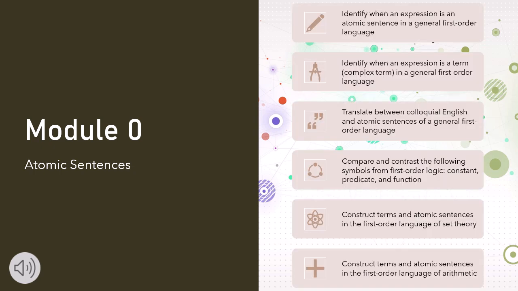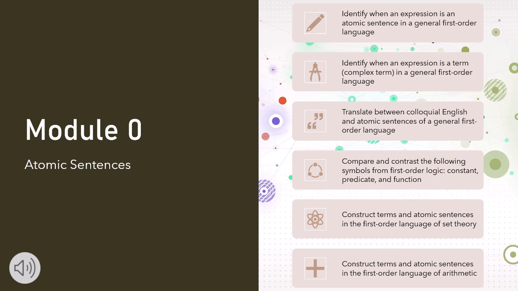Okay, so we've got six main learning objectives for this particular module. The first is to be able to identify when an expression is an atomic sentence in a general first order language. And here, what I mean by an expression is just some random string of symbols. If we write down a sequence of those symbols, can we identify if it's an atomic sentence? The same thing is true for terms, and in particular complex terms, in a general first order language.